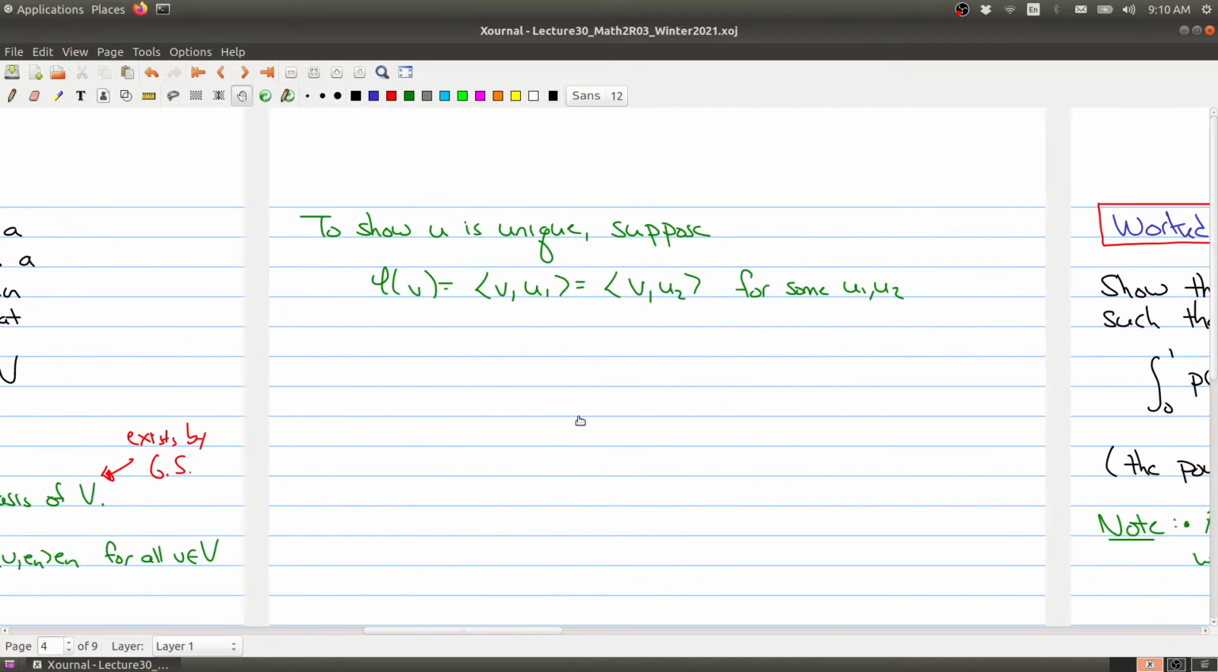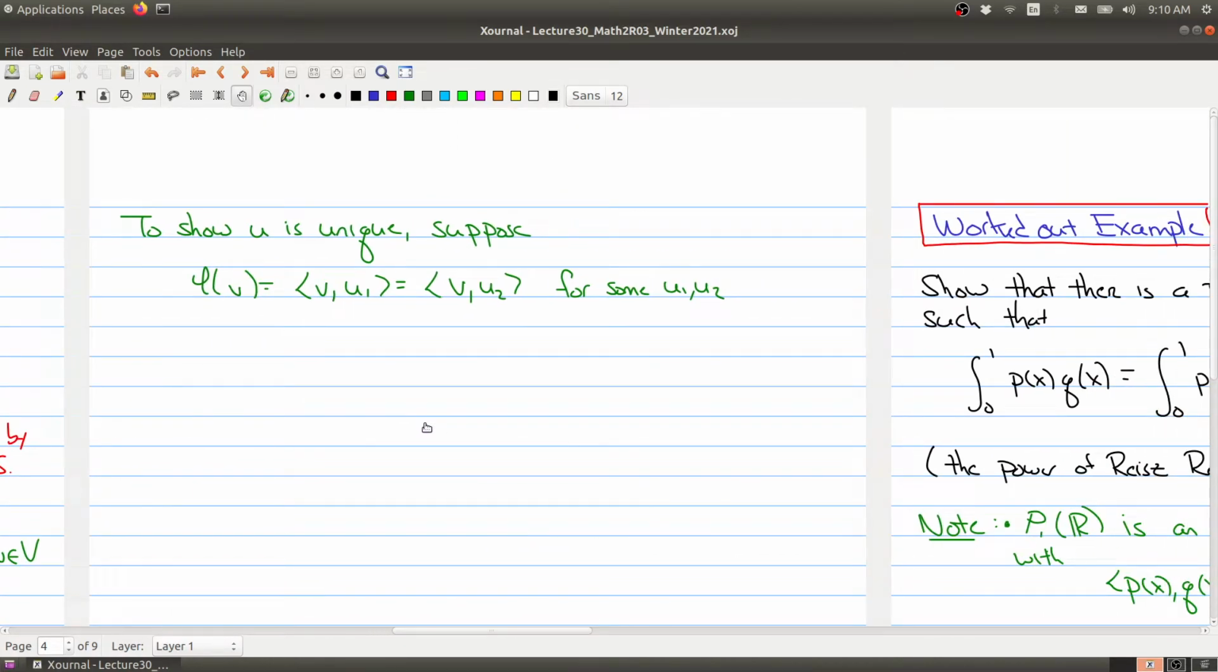Right? So how do we usually show uniqueness? Well, we show that if there were two different things, a U1 and a U2, they actually have to be the same thing. So that's what I've done. I've started here. Suppose that our linear functional can be written as the inner product of V and U1, and it can also be written as the inner product of V and U2.